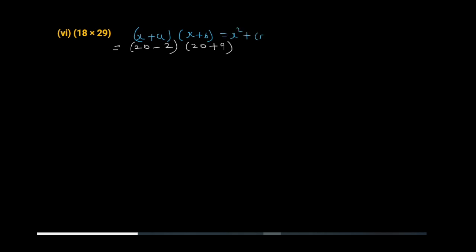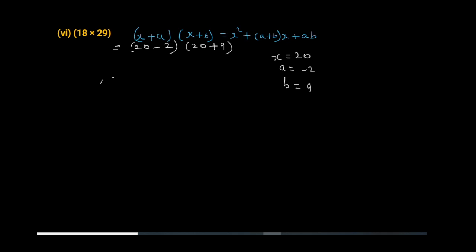Now 18 into 29 can be split as 20 minus 2, 18, then 20 plus 9, 29. So this is in the form of x plus a into x plus b. So x squared plus a plus b of x plus ab. So we need to use this identity. What is our x here? Our x is nothing but 20. Our a is minus 2. Our b is nothing but 9.